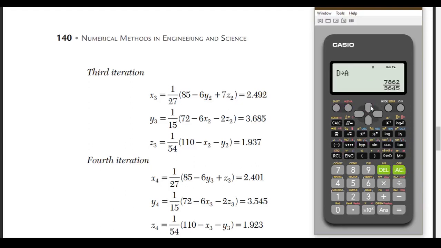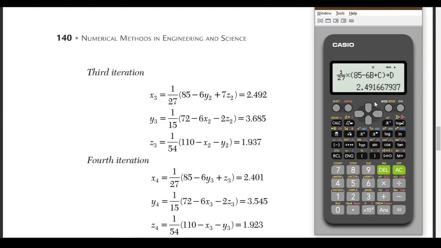Now we are going for the third iteration. After assigning, just press equal and you will get the value 2.492. Here they have taken it normalized after 6 digits, so we are doing it with 3.